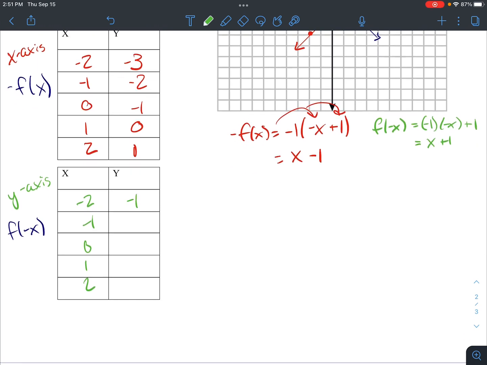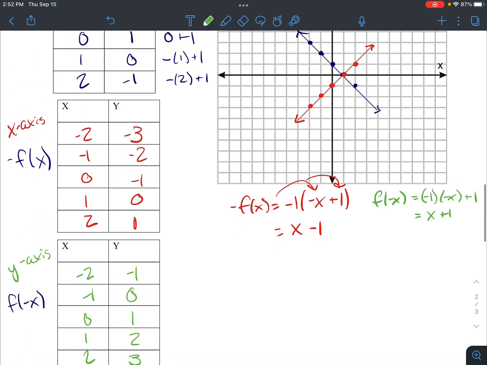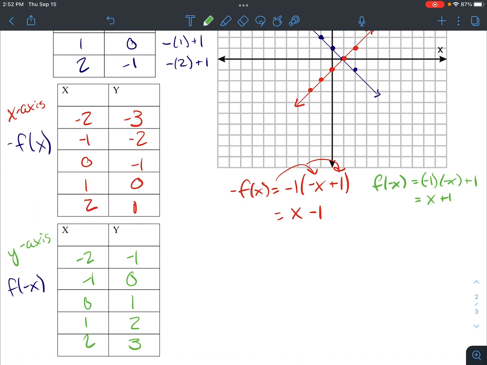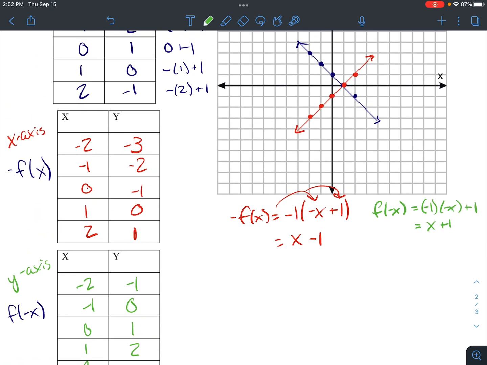So now we have -2 plus 1 is -1, -1 plus 1 is 0, 0 plus 1 is 1, 1 plus 1 is 2, 2 plus 1 is 3. And we go ahead and graph. So at 2, we are at -1, 0, 1, 2, and 3.